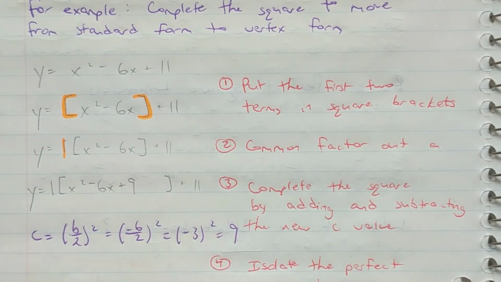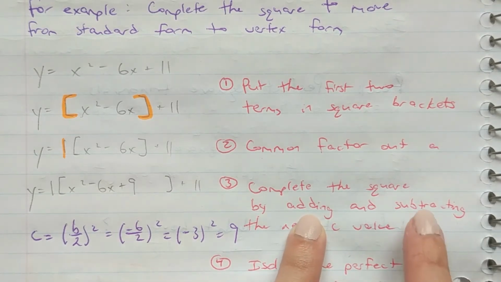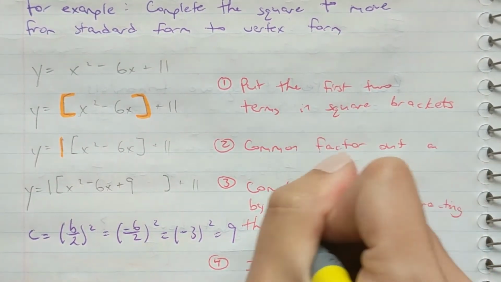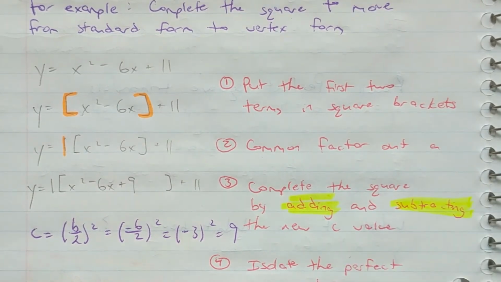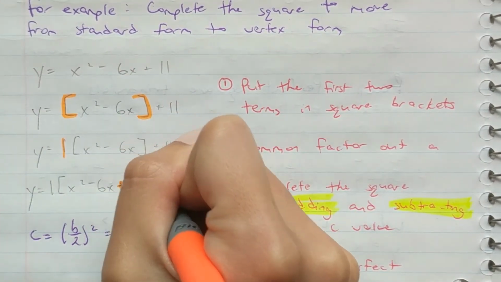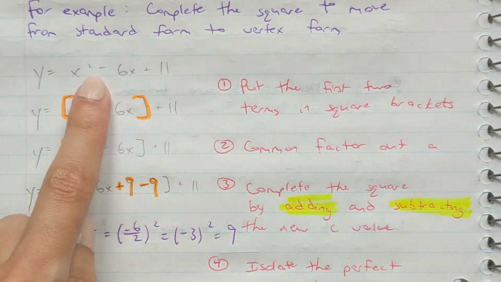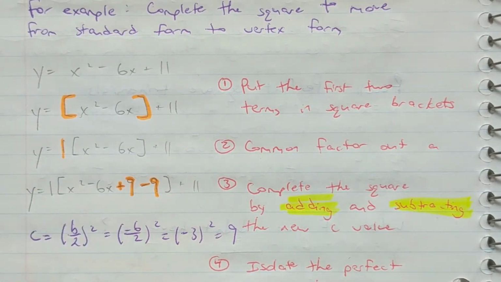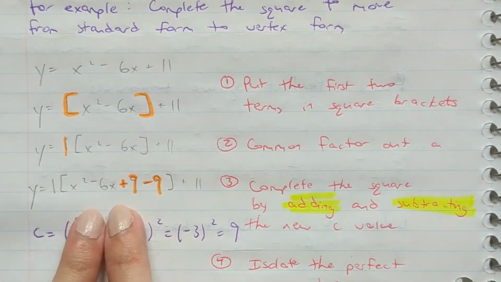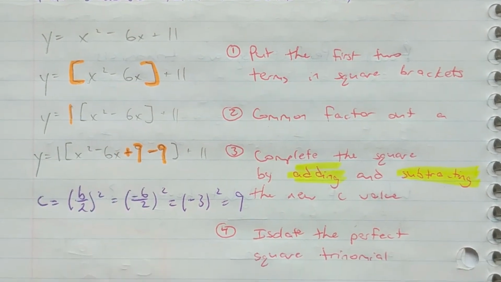But I can't just add numbers randomly to my equation. That's making it a totally different equation. So I need to add and subtract my new c value. That's the only way that mathematically we are going to have the exact same equation as what we started with, because, you know, plus 9 and negative 9 would cancel out. They would be nothing at the end of the day. So mathematically, I have the same equation here as I started with. But we know that something else is going to be happening because we are putting it into vertex form. So I need this little bit here because I need to grab that perfect square trinomial.